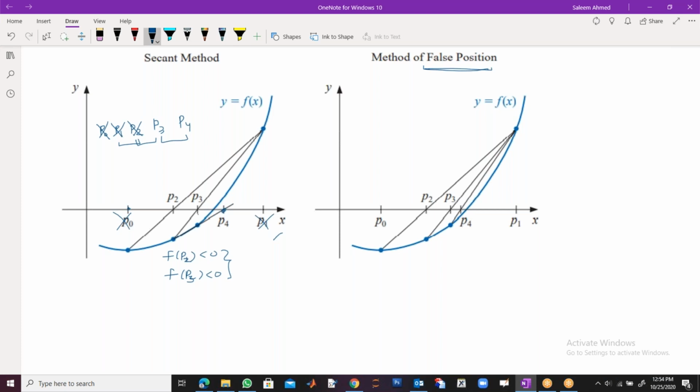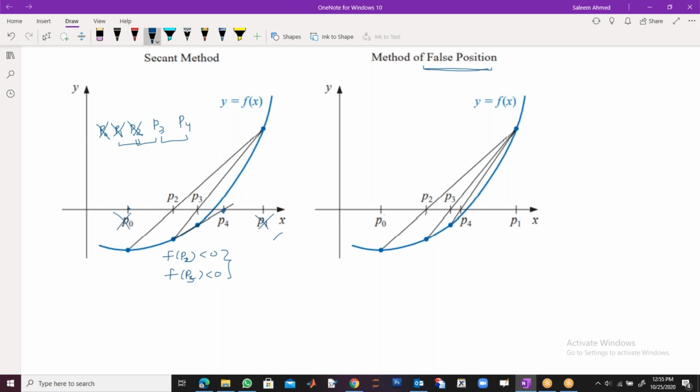In the method of false position, what we do is we keep one positive and one negative, like in the bisection method. So this is also bracketing. We call it bracketing, right? So what we do here is, you see, at P3 and P4, in the same example.